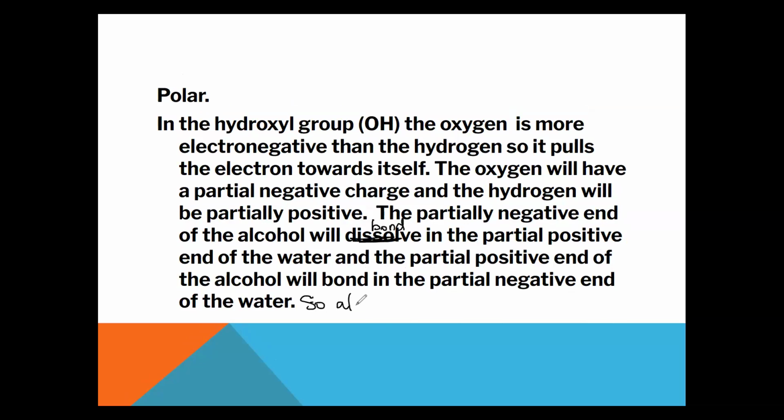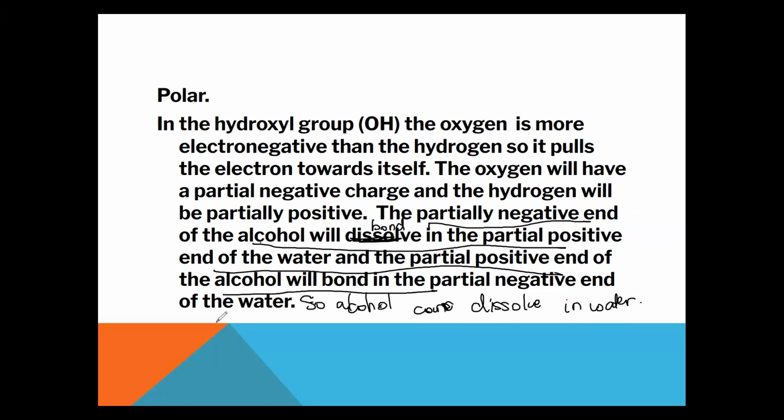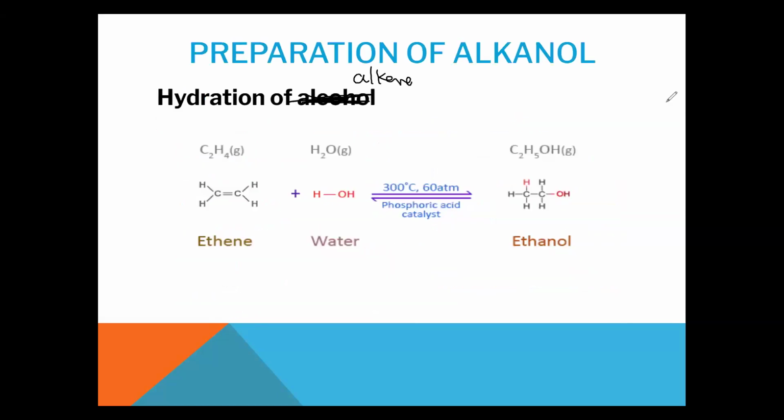So alcohol can dissolve in water. So alcohol dissolves in water because the partial negative end of the alcohol will bond with the partial positive end of the water, and the partial positive end of the alcohol will bond with the partial negative end of the water. So that's how they dissolve. Clear? All right, so now we're going to do preparation of ethanol.